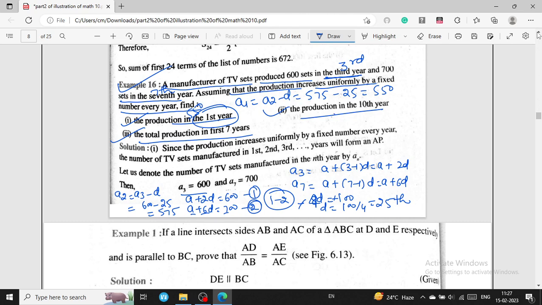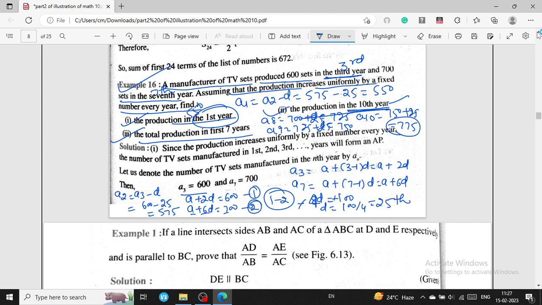Now you have to find the production in the 10th year. How to calculate it? You can do it by adding to the series. A7 is given as 700. A8 is equal to 700 plus D, that means 725. A9 will be 725 plus D, D is 25, when we add, 750. And A10 is equal to 750 plus 25. That will be 775. This is your answer for the 10th year.